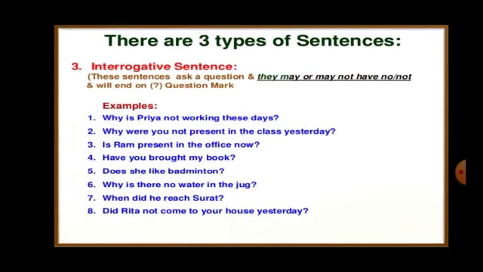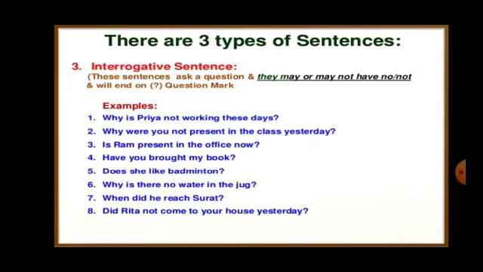The third type of sentence is the interrogative sentence. These sentences ask a question, and they may or may not have no or not, and will end with a question mark. Why is Priya not working these days? Why were you not present in the class yesterday?